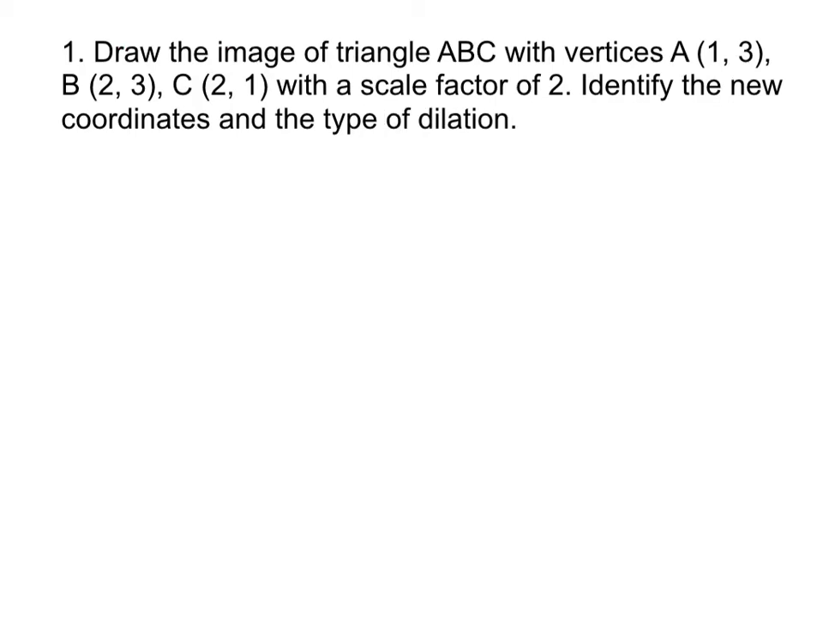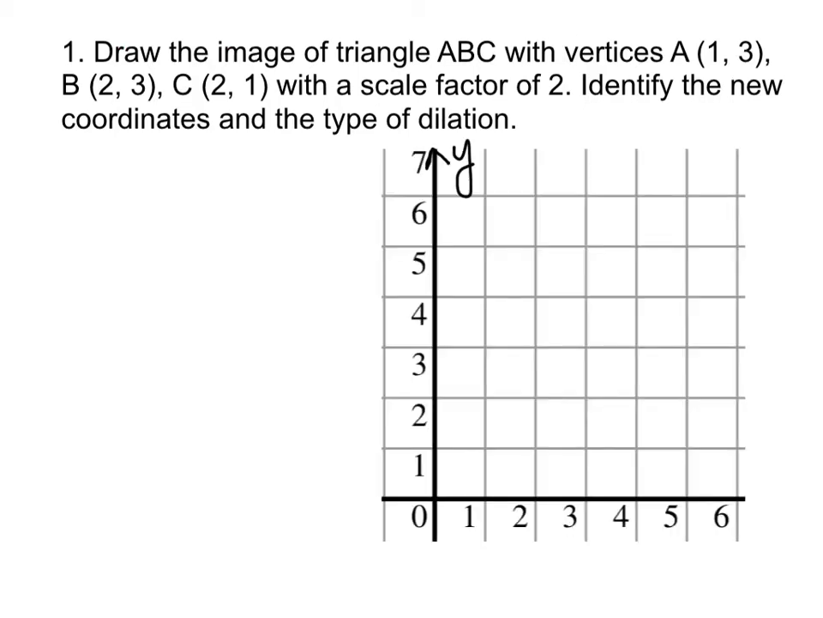So the first thing we're going to do is graph the vertices of ABC. So we are going to make a coordinate plane. Make sure you label the x and y axis. Put arrows at the end. Alright, so the first thing we're going to do is graph A, B, and C.